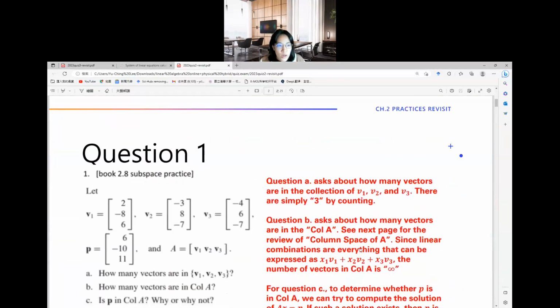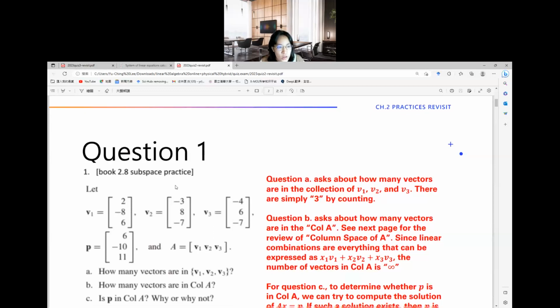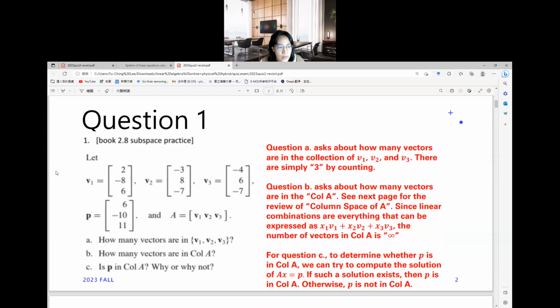So this is question 1 for the Chapter 2 extra practices. The question says that there are V1, V2, V3, and P vectors, and A matrix is obtained by collecting V1, V2, and V3. Question A asks, how many vectors are in the collection of V1, V2, and V3?